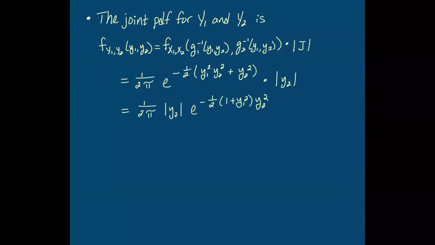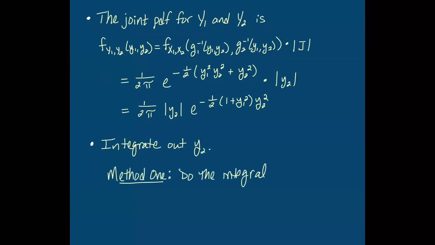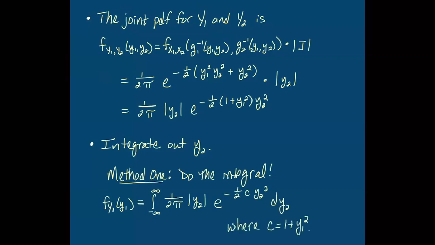The marginal PDF for Y1 alone, which is what we ultimately want, is going to be the integral of this joint PDF over all values of Y2 from minus infinity to infinity. Here I've written this integral with a constant c, where c is 1 plus Y1 squared, because it's a little cleaner to go forward in the solution of this problem. At the moment, you can think of this argument Y1 as constant as you run over all values of Y2.